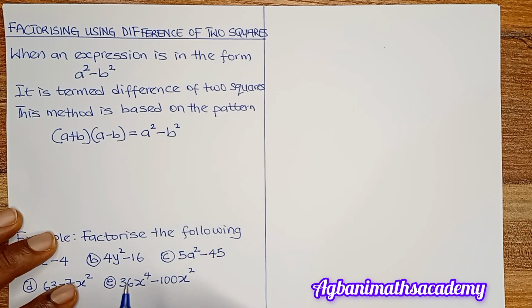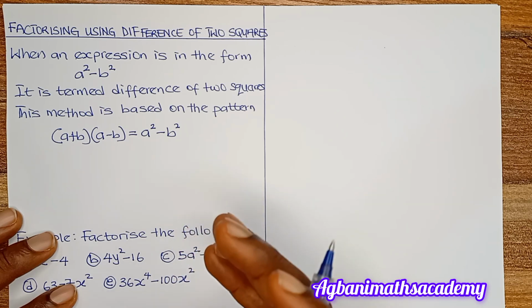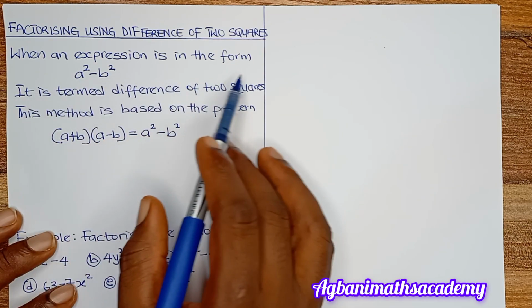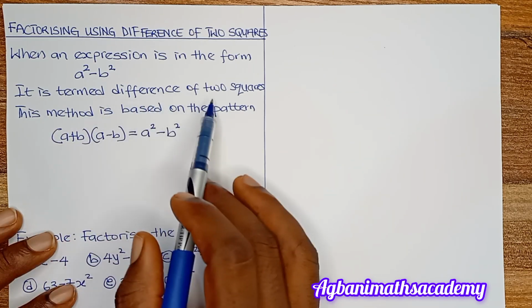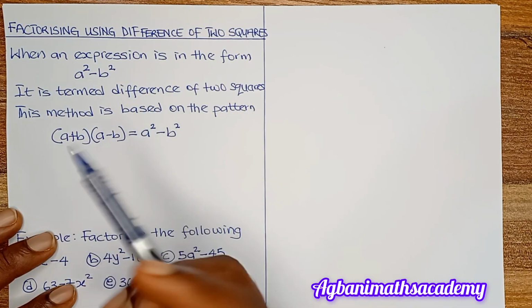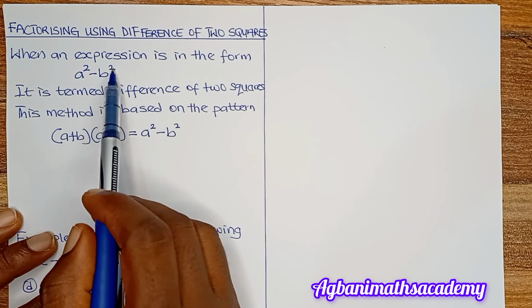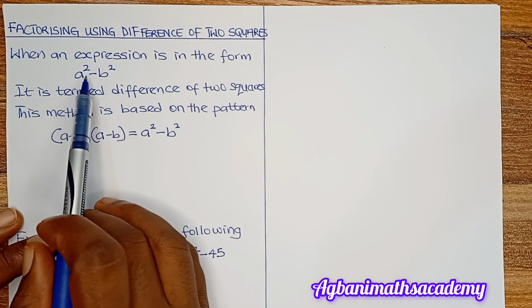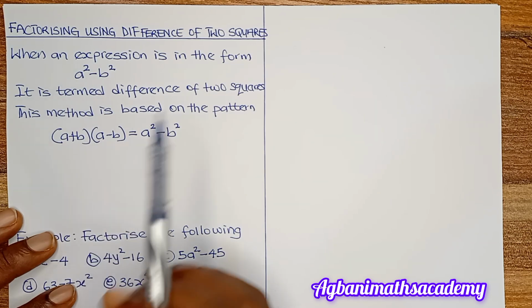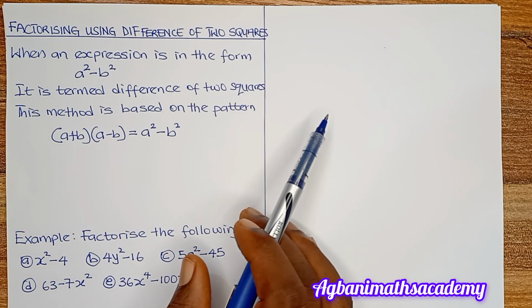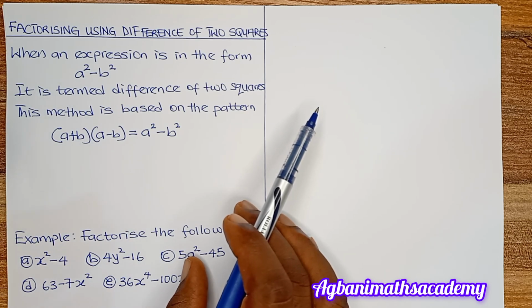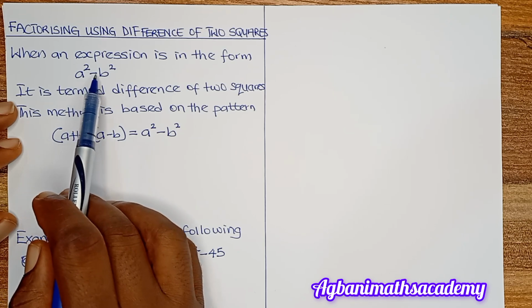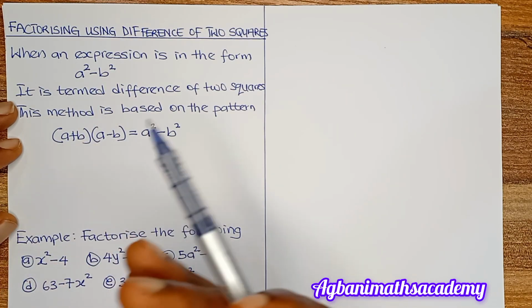So first thing we need to ask ourselves is, what do we mean by difference of two squares? When an expression is in the form a square minus b square, it is termed difference of two squares. So how do we know? A square, b square, these are two squares, and between them is a minus sign. Remember, another way to say minus in mathematics is difference. If you are asked what's the difference between 5 and 3, they are simply telling you 5 minus 3. So this is a square minus b square, so it is difference of two squares.